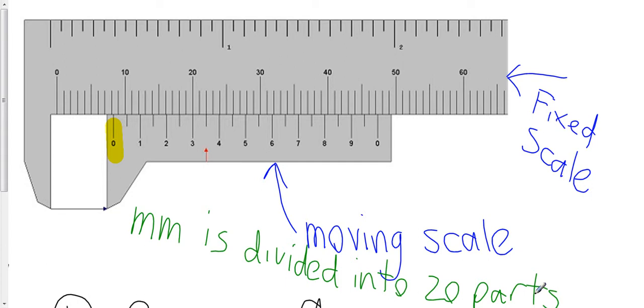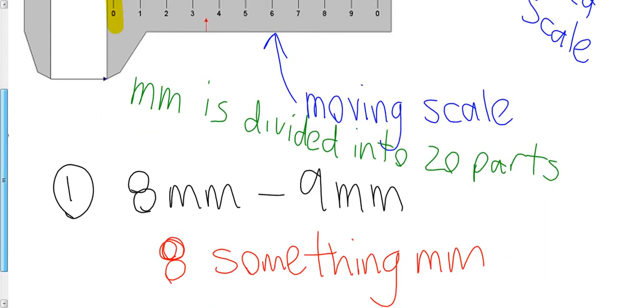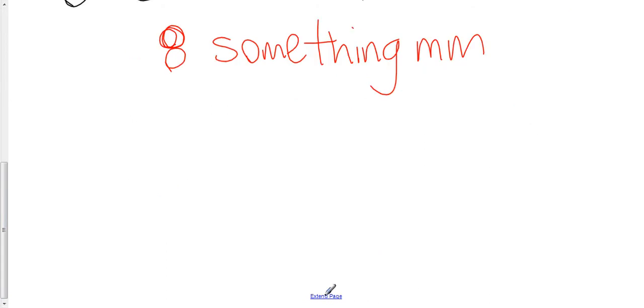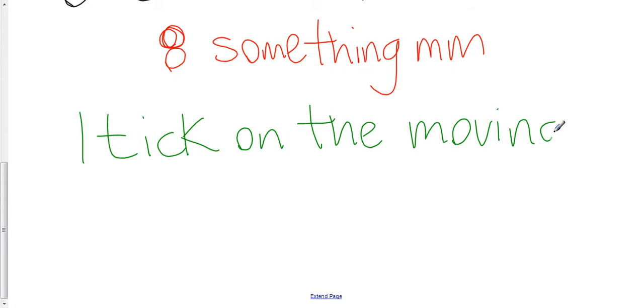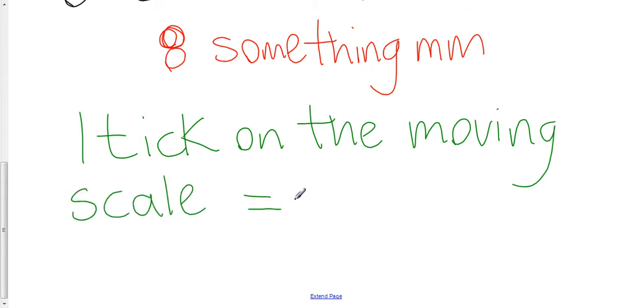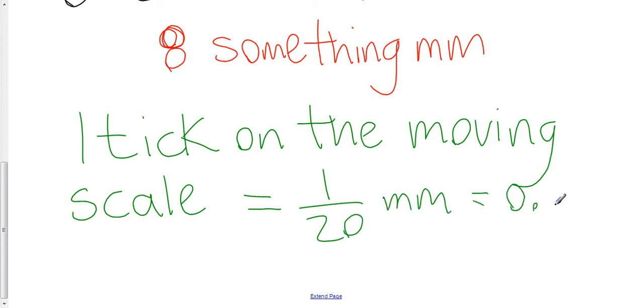So what does that mean? What is one tick worth then? If a millimeter is divided into 20 parts, that means one tick on the moving scale is equal to 1/20th of a millimeter, or 0.05 millimeters.